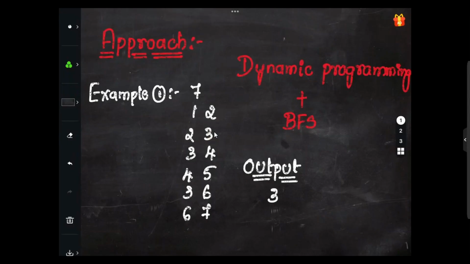Here I have considered the same first example, that they have given in the question. So we have n equals 7, see here 1 2 3 4 5 6 7, right? The output that we need to get here is 3.